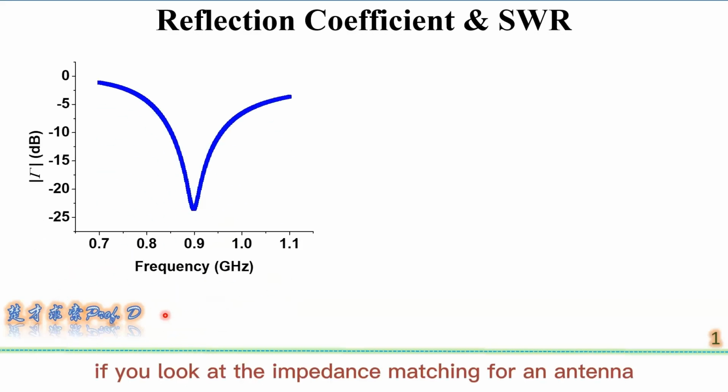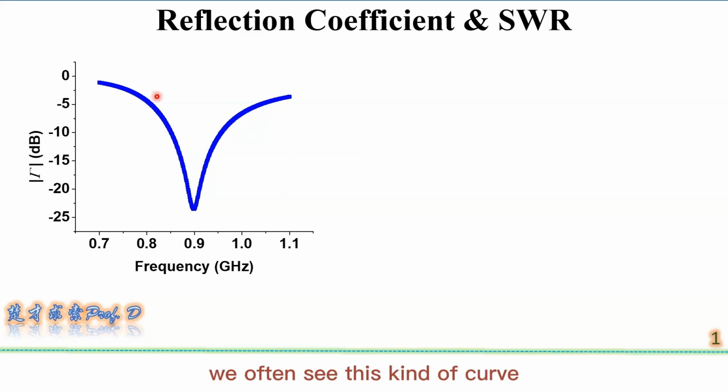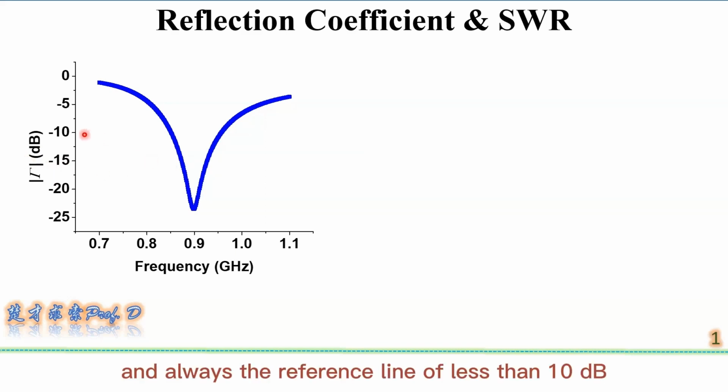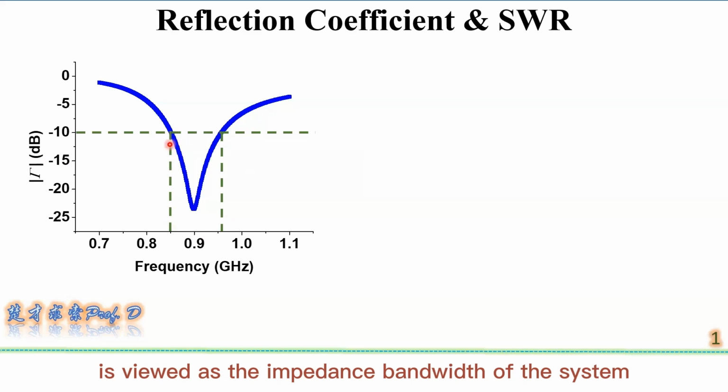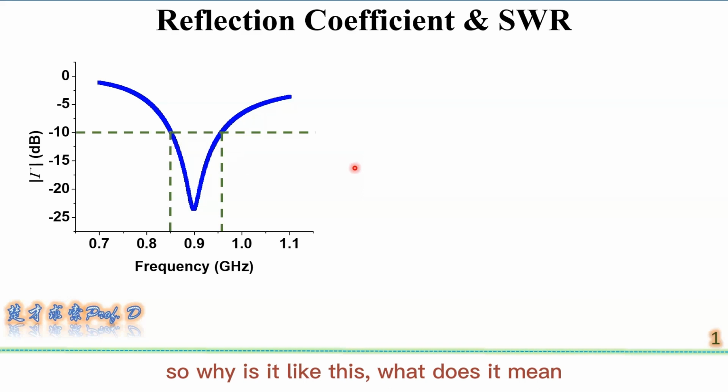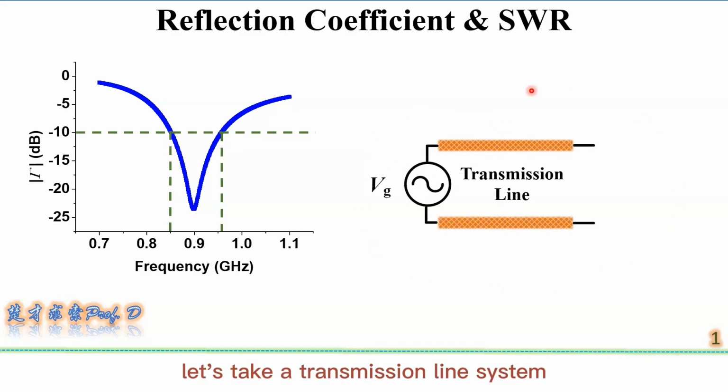For instance, if you look at the impedance matching for an antenna, we often see this kind of curve regarding the reflection coefficient gamma. And always the reference line of less than minus 10 dB is viewed as the impedance bandwidth of the system. So why is it like this? What does it mean? Let's take a transmission line system as an example to explain this.